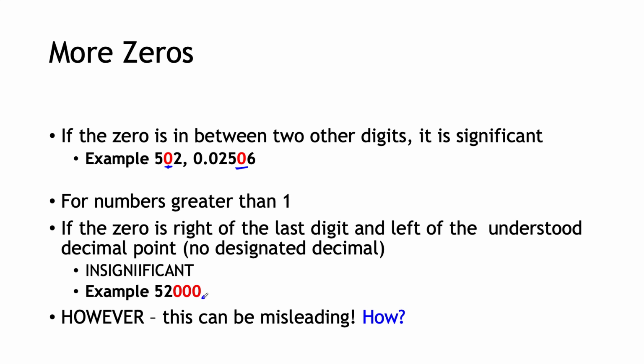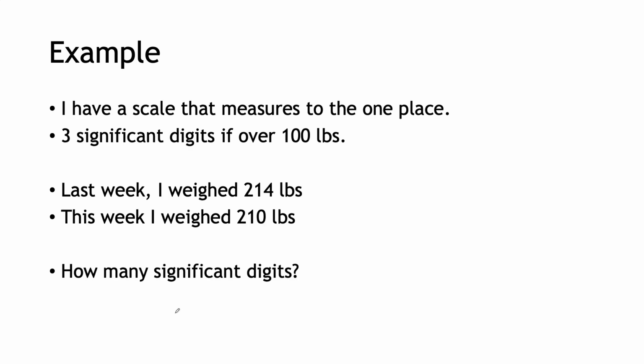So if we say the decimal is here, these 3 can be insignificant. However, this can be misleading, and this is why it can be so confusing. If you have a question on a test, you can say, Dr. Bailey, how many digits? And I'll say, oh, I screwed up. Because here's the thing: with this example, I have a scale that measures to the ones place. If I have over 100 pounds, I have 3 significant figures.